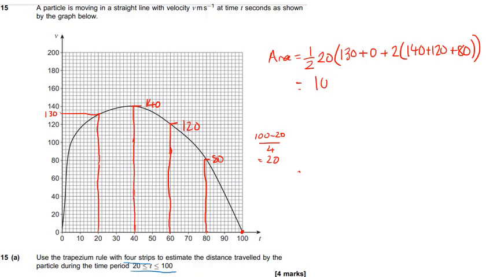And so that's 10 in front, and inside of here, 140 plus 120 plus 80, that's 340, times 2 is 680, plus 130 is 810. Okay, and obviously just do that in your calculator. So that's 8,100 meters. Okay, about 8.1 kilometers.